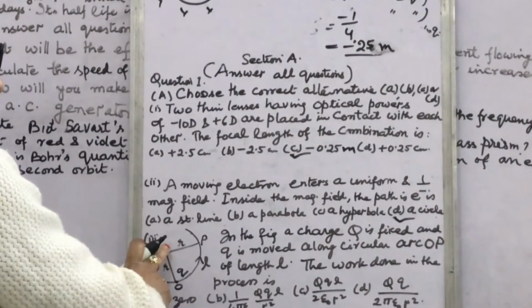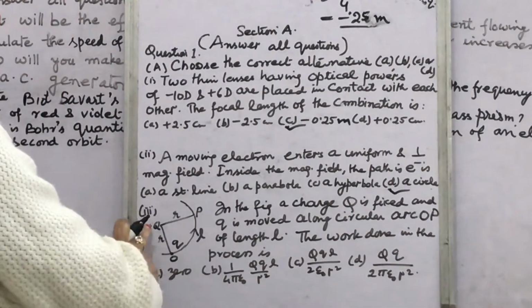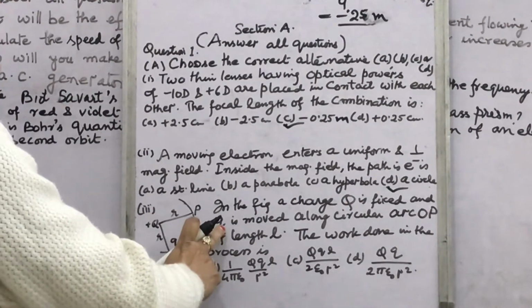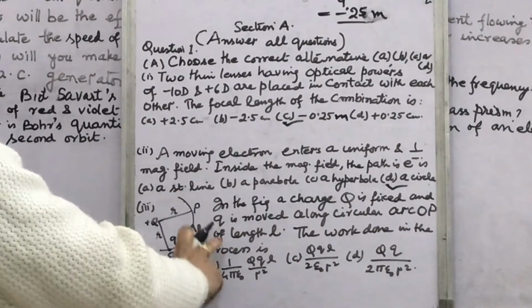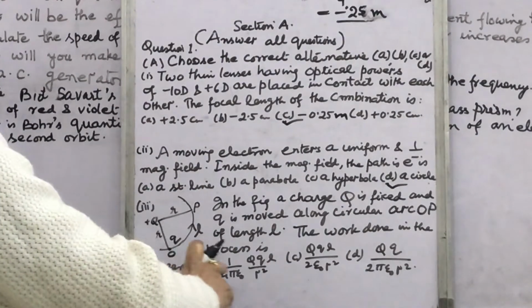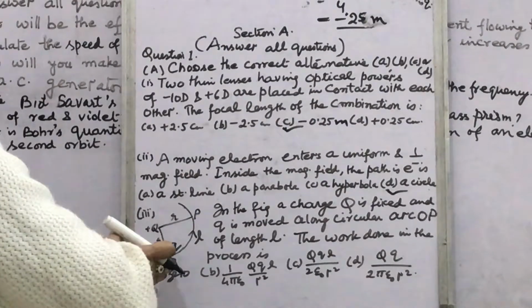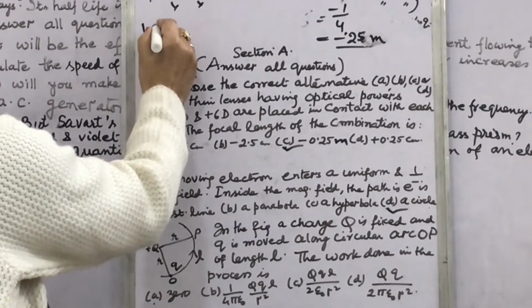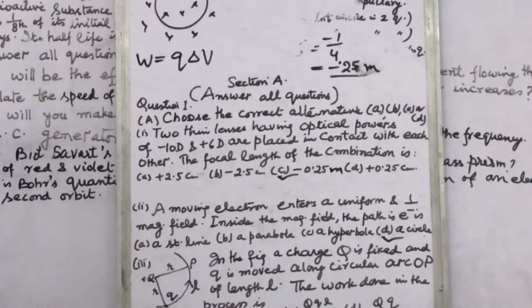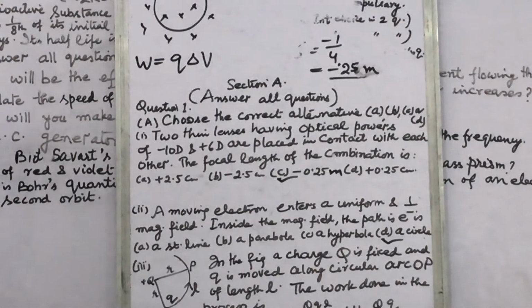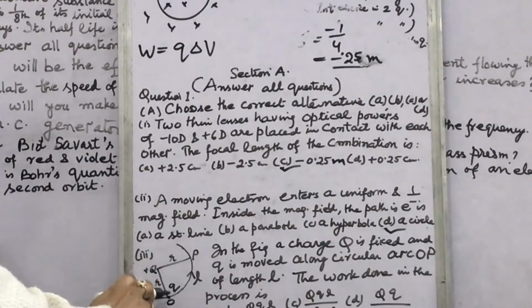Similarly, the third part: in the figure a charge capital Q is placed here, and a small q charge is moved along the circular arc OP of length L. This is the length L. The work done in the process is, again you have to select the correct option. You know, work done is given by q into delta V in electrostatics. Delta V means potential difference. Find the potential at O due to charge Q and q here.